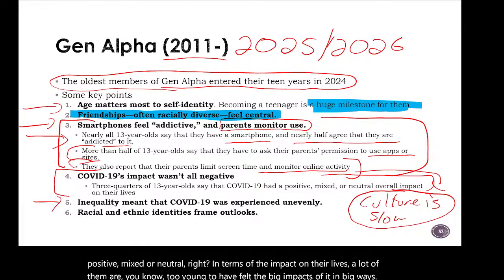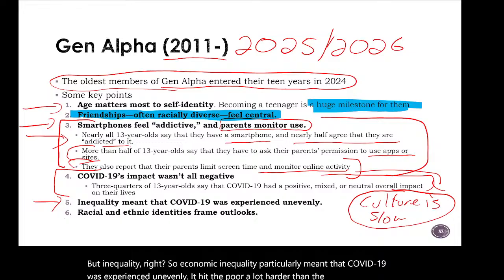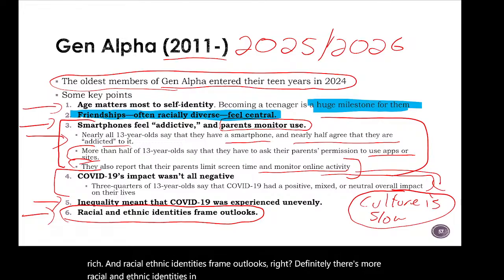Inequality, right, so economic inequality particularly meant that COVID-19 was experienced unevenly. It hit the poor a lot harder than the middle class and rich. And yeah, racial and ethnic identities frame outlooks, right? Definitely there's more racial and ethnic identities in the population, and people see them as more important.